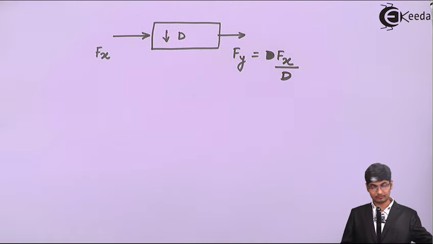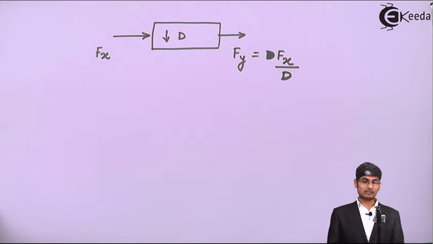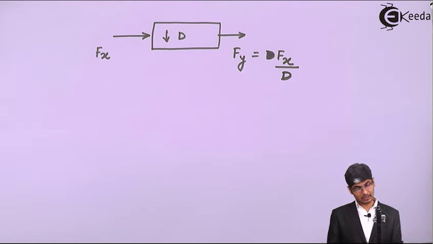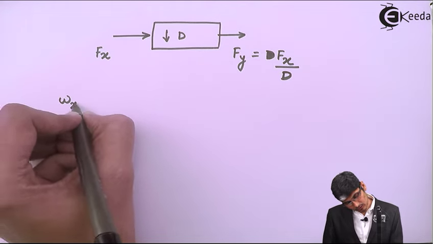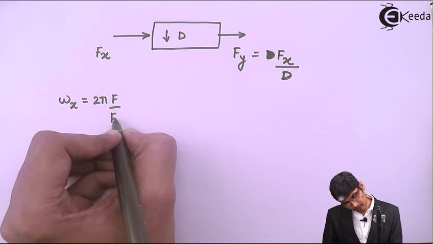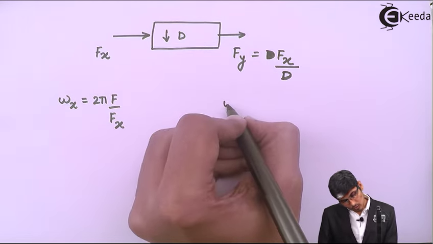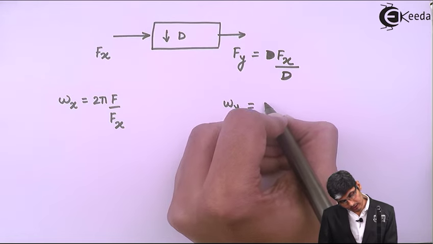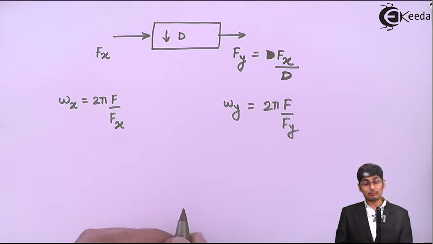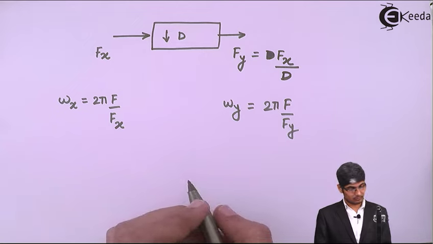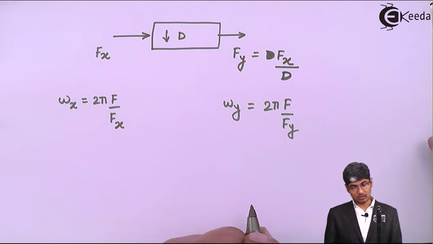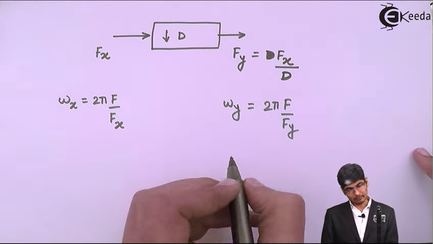It is fx by d, right? So that is downsampled. Okay, applying the same concept, this I can write as omega x, which is nothing but 2 pi f by fx. Omega y, if I wanted to find, that is nothing but 2 pi f upon fy, where capital F is the analog frequencies.